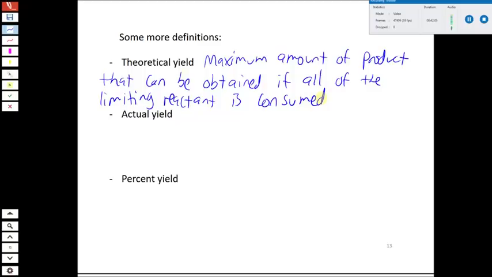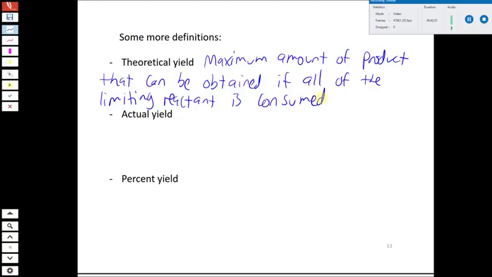So in a typical problem that involves finding percent yield, the theoretical yield is going to be calculated by you. That's what you use stoichiometry to figure out. When you figure out what the limiting reactant is, and then use that to calculate how much product can form, the amount you obtain from the stoichiometry calculations is the theoretical yield. That's the most amount of that product that you can actually get.